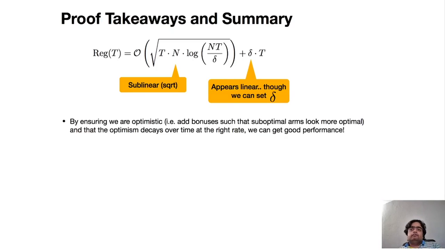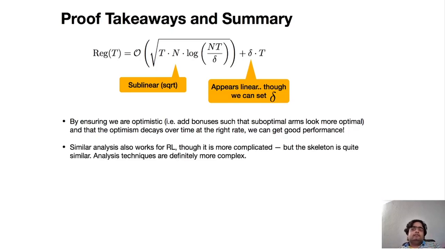So what we have shown so far is that by ensuring that we are optimistic, that's by ensuring that we add bonuses so that suboptimal arms look more optimal and we explore them, and by also making sure that our choice of reward bonus is such that the optimism, or the amount of extra error that we're incurring, which is the 2 summation of bi's that we saw on that slide, decays at the right rate over time, then we can get good performance, because we get good sublinear regret.